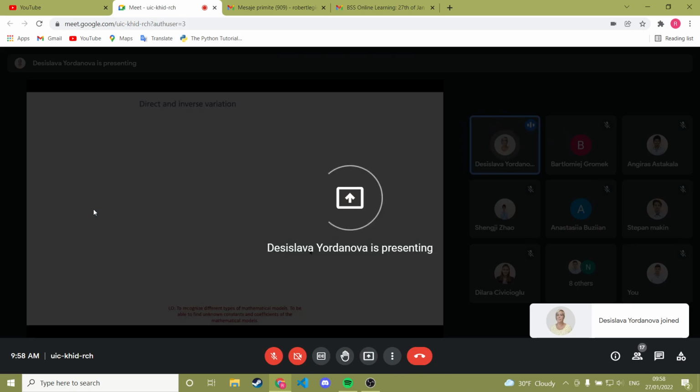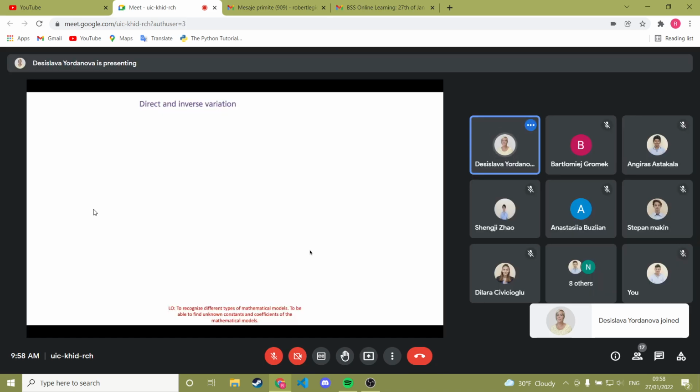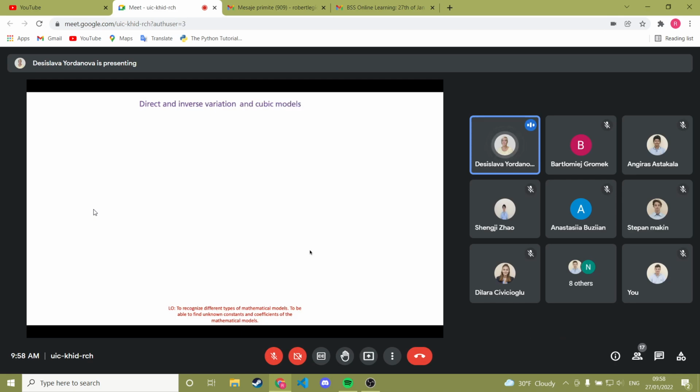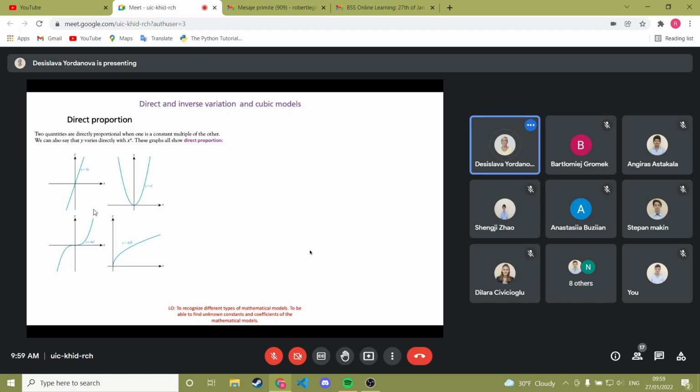Direct and inverse variation. This is something we did in IGCSE. I hope at least some of you will remember it. And cubic models. Maybe we will not do cubic models today, but we'll see. Direct proportion. Two quantities are directly proportional when one is a constant multiple of the other. We can also say that y varies directly with x to the power of n. And all the following graphs show direct proportion.